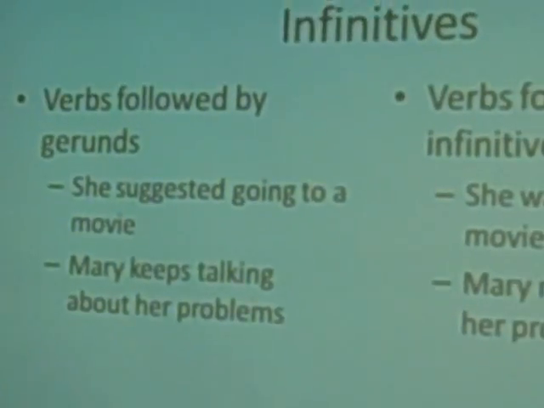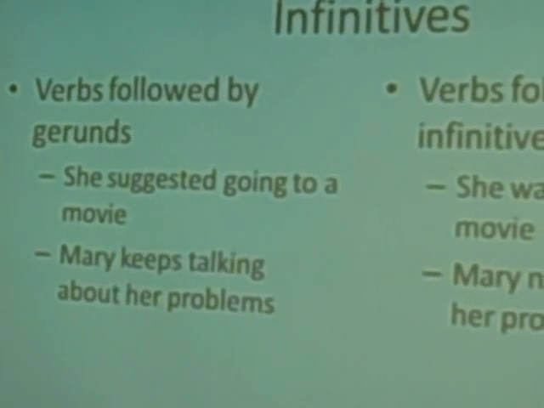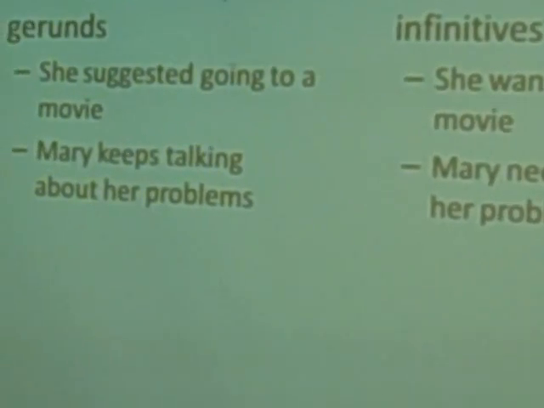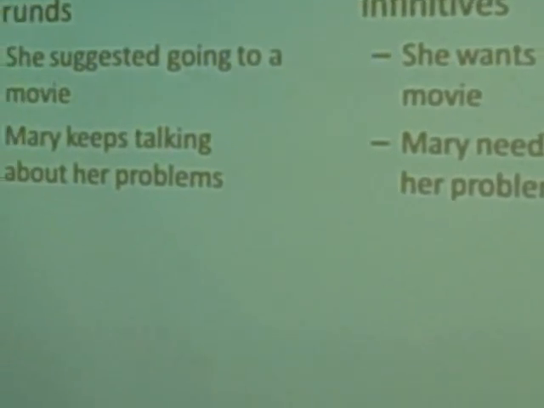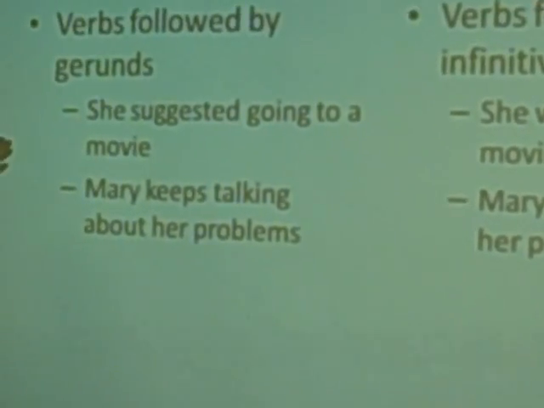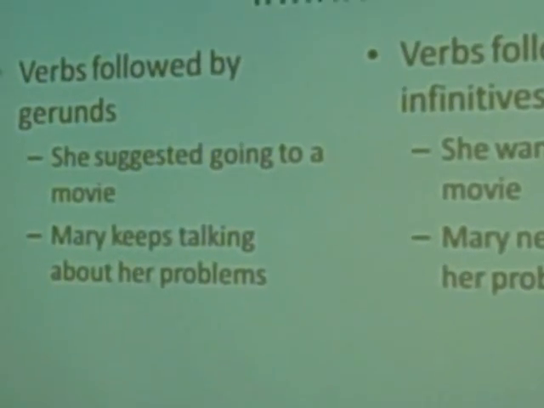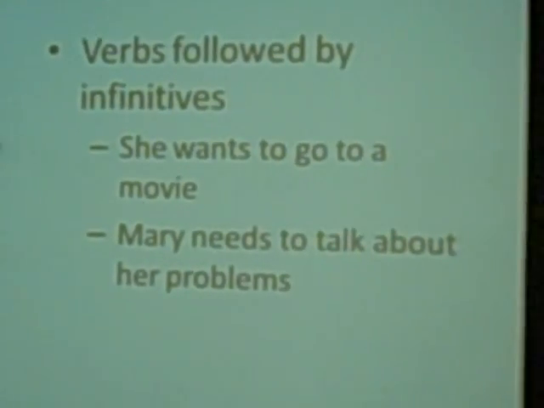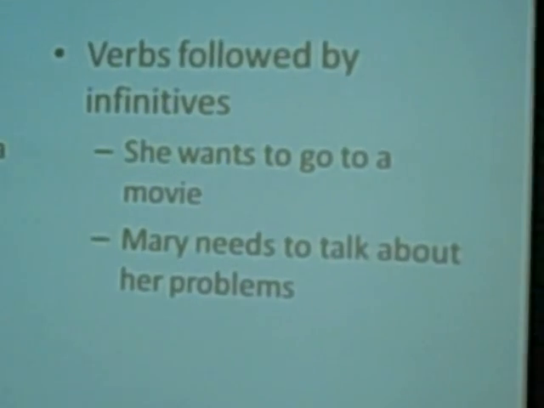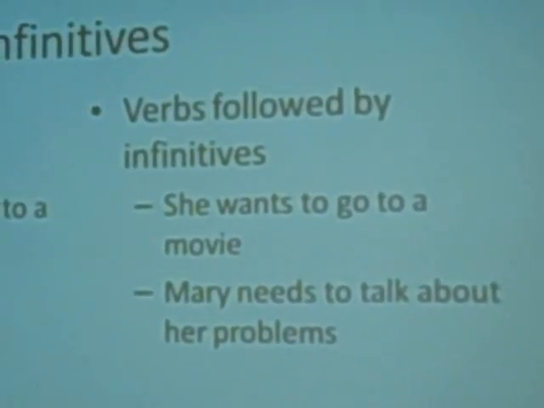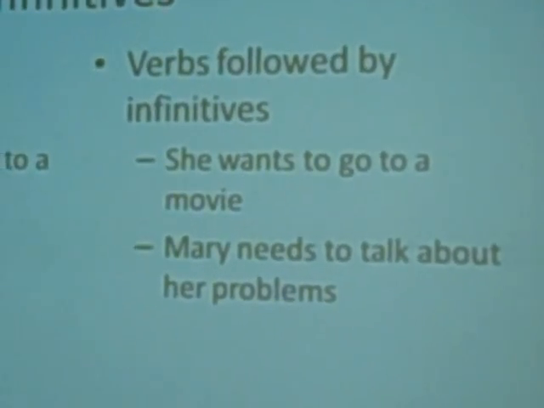Remember always, on one side are gerunds and on the other side are infinitives, so I try to separate the two. On this side are gerunds. He suggested going to a movie is a gerund form of a statement. On the other side are infinitives. Verbs followed by infinitives: He wants to go to a movie. Mary needs to talk about her problems.